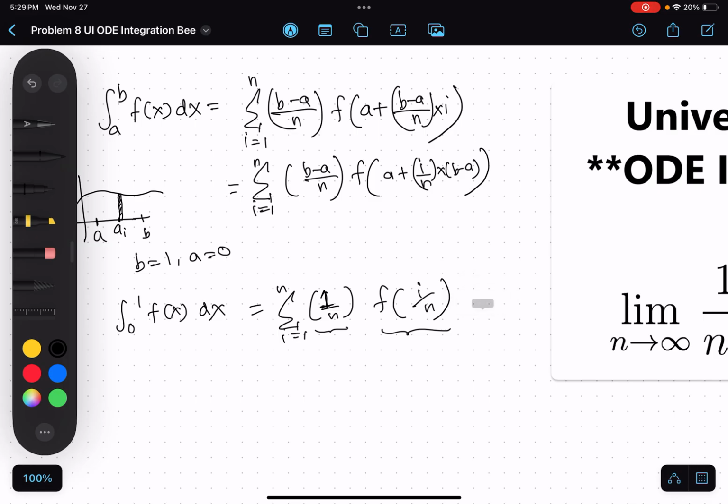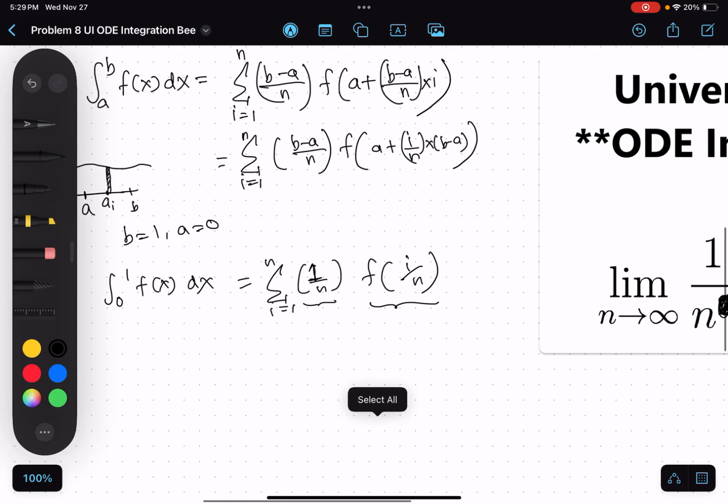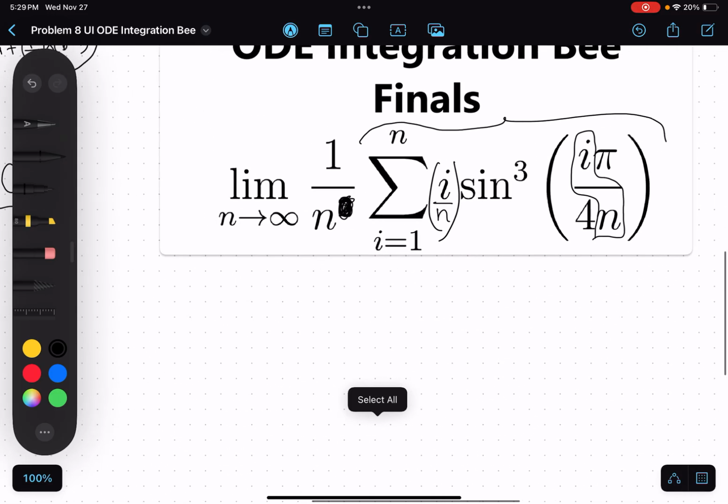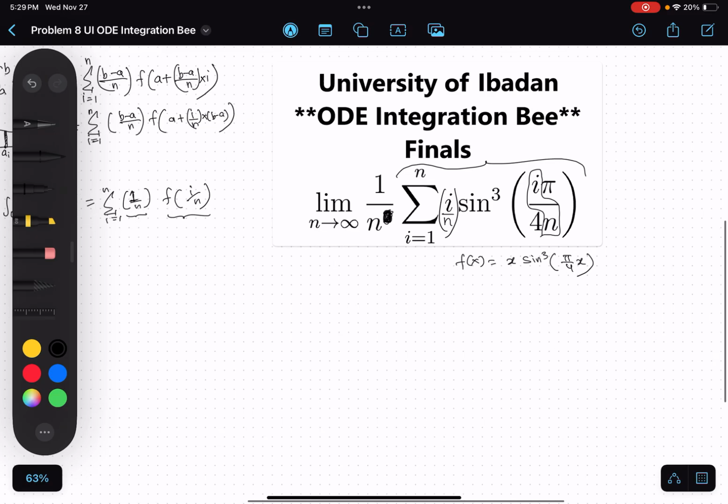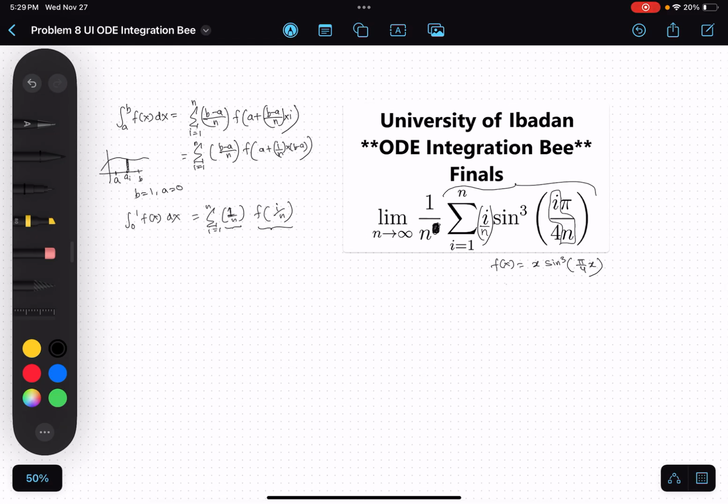Okay, so now you see that this integral is in the form 1 by n f of i by n. Over here also, let's say if I have f of x equals x sine cube of pi by 4x. In this case, our f of i by n would just be that same thing: i by n sine cube of pi by 4 i by n.